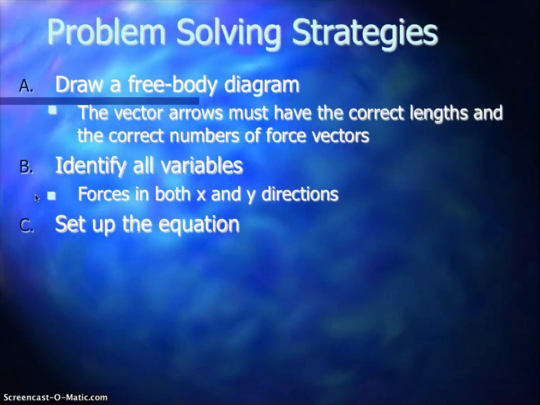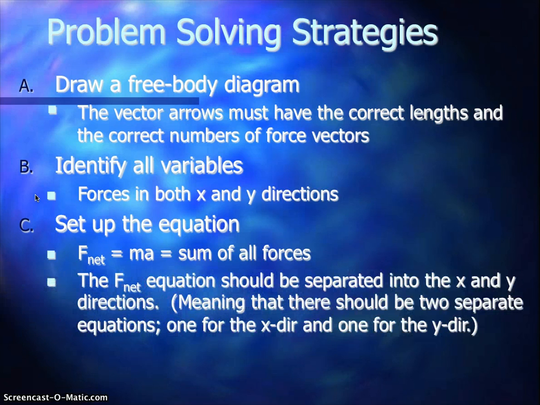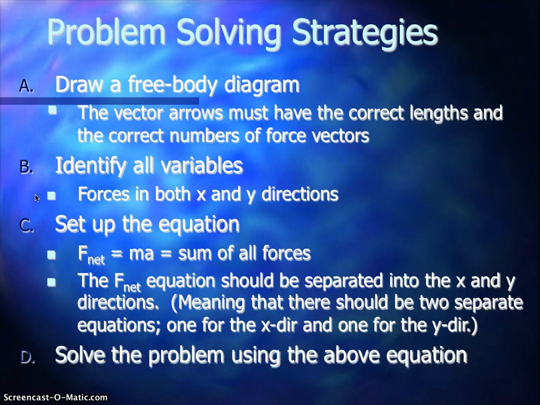Set up the equation, which is F_net is equal to the sum of all forces. And when F_net does not equal 0, it is equal to ma. The F_net equation should be separated into the x and the y directions, meaning that there are two separate equations, one for the x and one for the y direction. Okay, so we'll solve the problem using the above equation and fill in the unknowns, and so on and so forth.